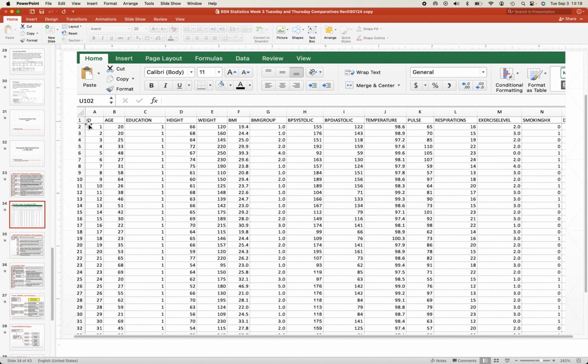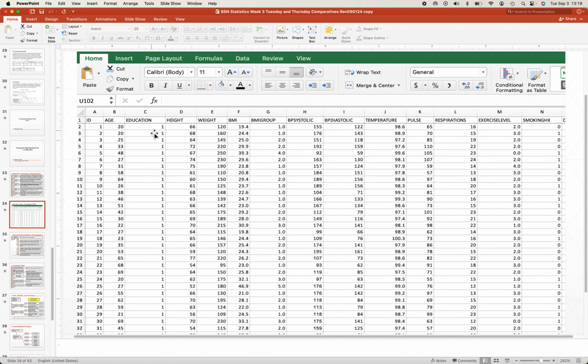First of all, in row 1, we have the names of our variables. We have age, education, height, weight, BMI, BMI group, systolic and diastolic blood pressure, temperature, pulse, and so forth. Each row is a participant. So on row 2, we have a participant that we just called participant number 1. They're 20 years old.